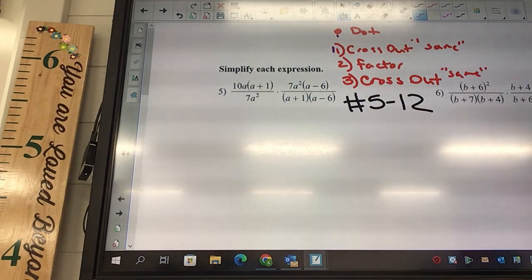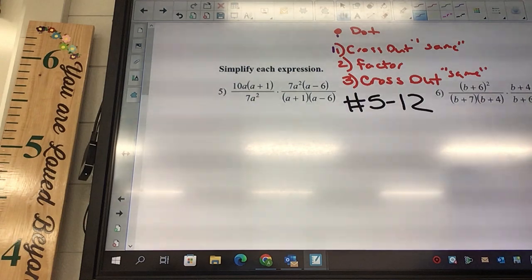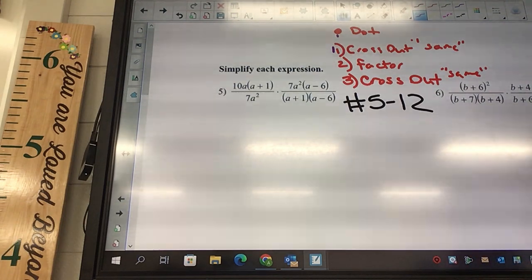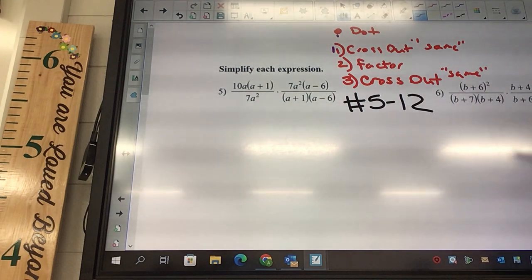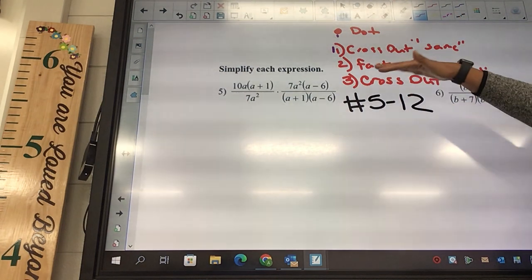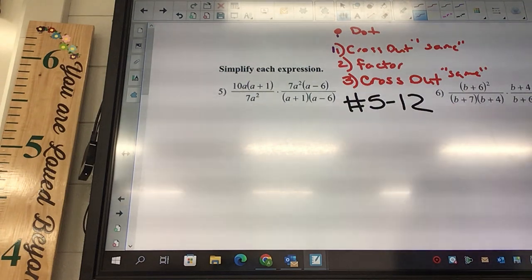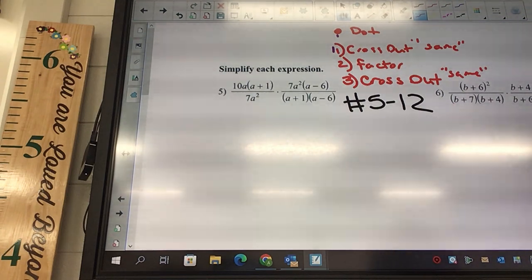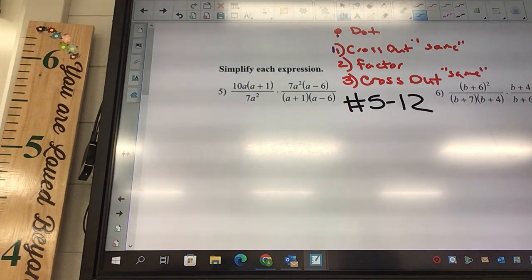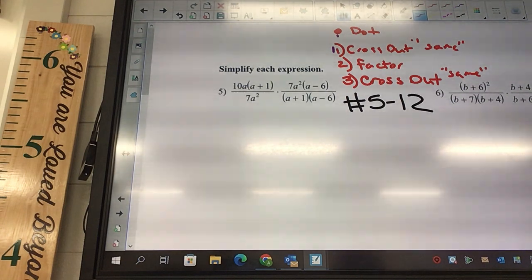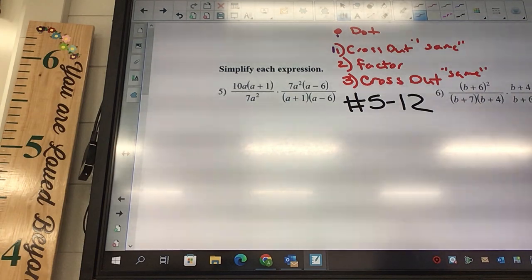Although you may be able to skip a step on some of them, those are the instructions. Step 1 is to cross out the same. Step 2 is to factor, and step 3 is to cross out the same stuff again. You may not have to cross out the third time, or you may not have to factor, but those are the steps from 5 through 12, and we can tell because there's a dot.